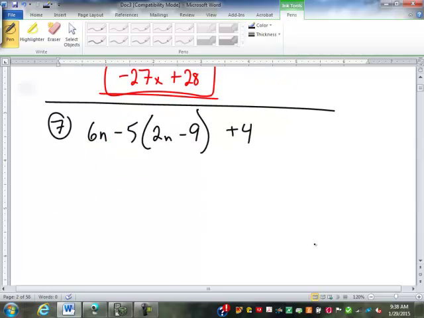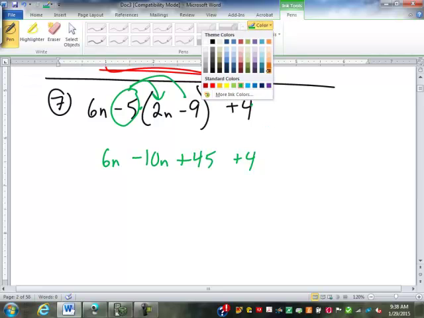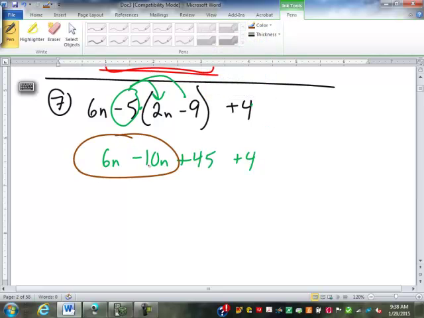Number 7. Same thing. We have parentheses. Nothing to do in the parentheses. Something to do to the parentheses. It's times, not 5, but negative 5. So the 6n up here doesn't change. Negative 5 times 2n is a negative 10n. Negative 5 times negative 9 is a positive 45. And we still have the plus 4 on the end. So now we can combine 6 and negative 10 make negative 4n. 45 and 4 make a positive 49.